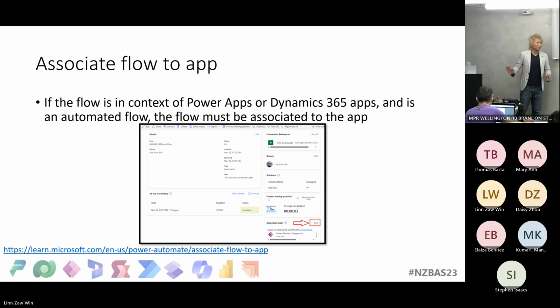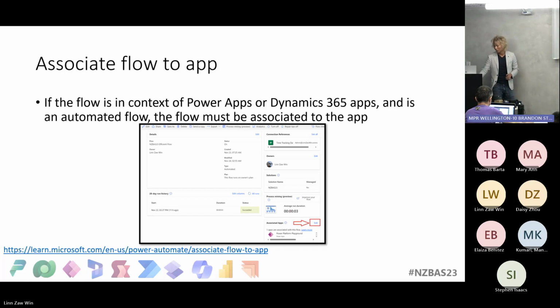Okay, so a lot of organizations might be receiving emails saying some of those flows are not compliant and will be disabled, and all these things. So if the flow owner is the service principal, obviously the owner doesn't have the license, and then it's in context of the Power Apps or Dynamics 365. You need to assign it, associated to the app.